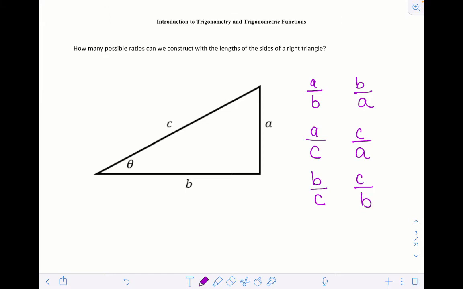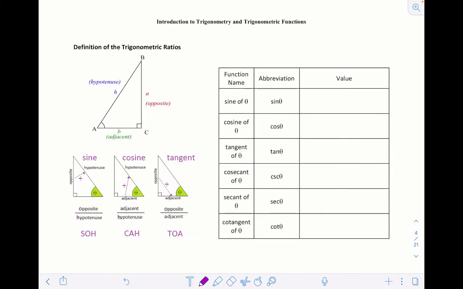So you might keep looking for more ratios, but these are actually all the possible ratios that we can create with the three sides given, A, B, and C. So why is that important? That's important because that's actually the definition of the trig functions. So there are 6 trig functions: sine, cosine, tangent, and then cosecant, secant, and cotangent. So those 6 trig functions are defined by those 6 ratios from the previous page.